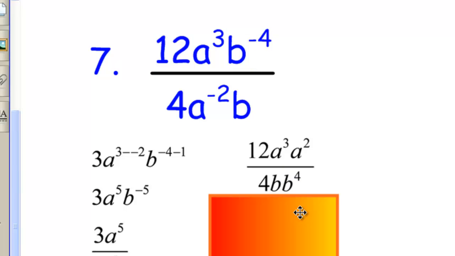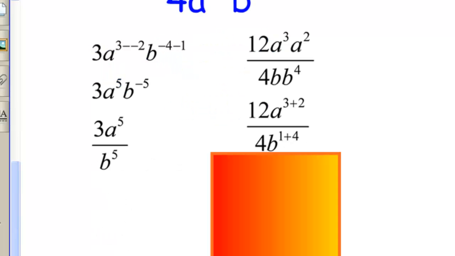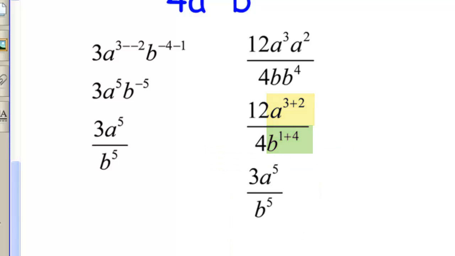Next, I can use my properties of exponents where I would add the exponents because a to the third times a squared is the same base being multiplied with different exponents. So my multiplication rule tells me to add the exponents. It is the same rule in the denominator. When I have b times b to the fourth, I have the same base raised to different exponents, so you add the exponents. And in the last step, 12 divided by 4 is 3, a to the 5th is in the numerator, and b to the 5th is in the denominator.